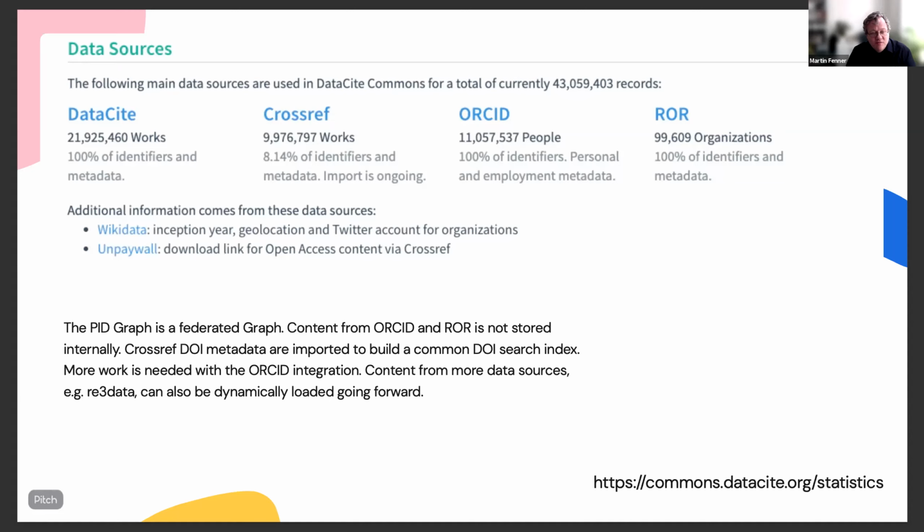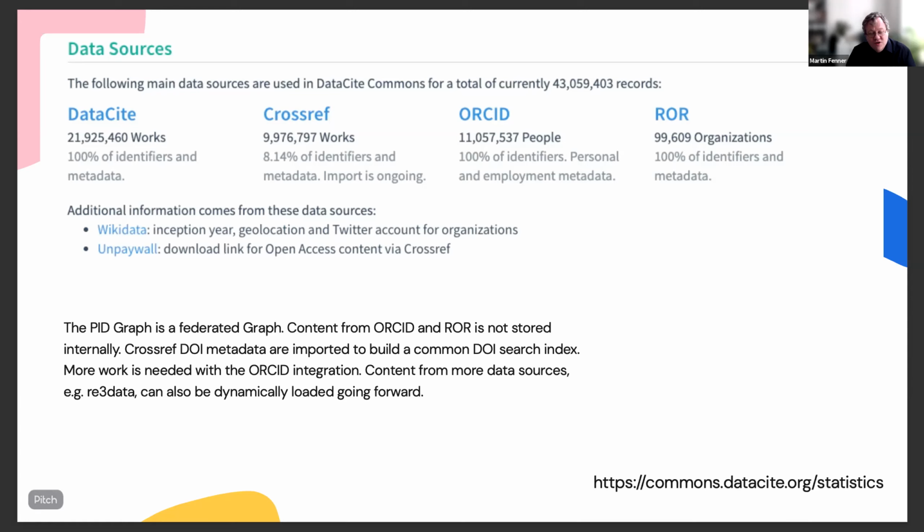And that's just a lot of work and needs more time. We also use a few other sources, most importantly right now, and it's a small contribution, Wikidata and Unpaywall, which probably most of you know. And there's obviously the opportunity to add much more. And it's also fine to add a few thousand things, and not everything has to be in the millions. The PID graph is a federated graph, which means DataCite is running this, but we don't really store all the data. We don't store ROR, we don't store ORCID.